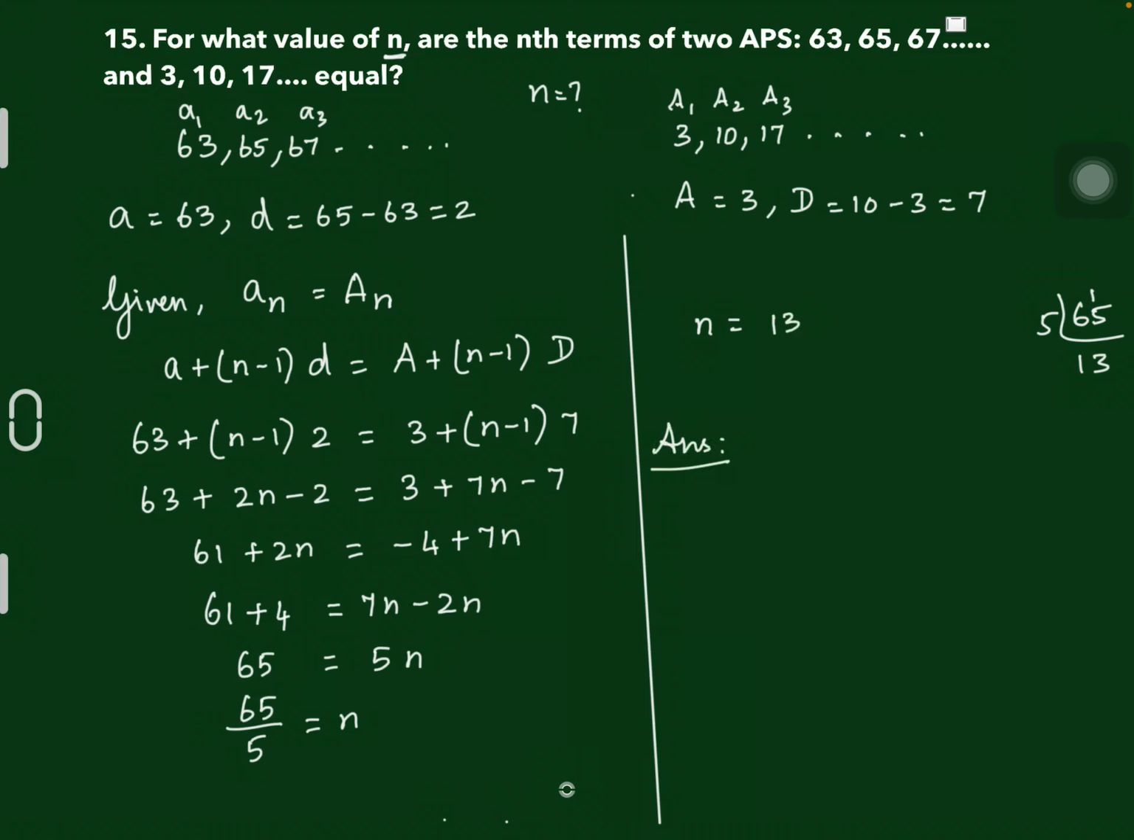So, which term of the APs are equal? 13th term, n is 13. So, the 13th term of both the APs are equal. Is it clear?